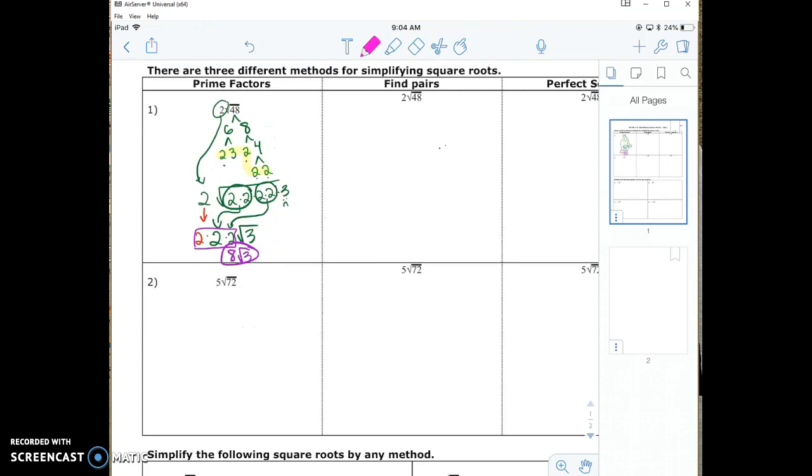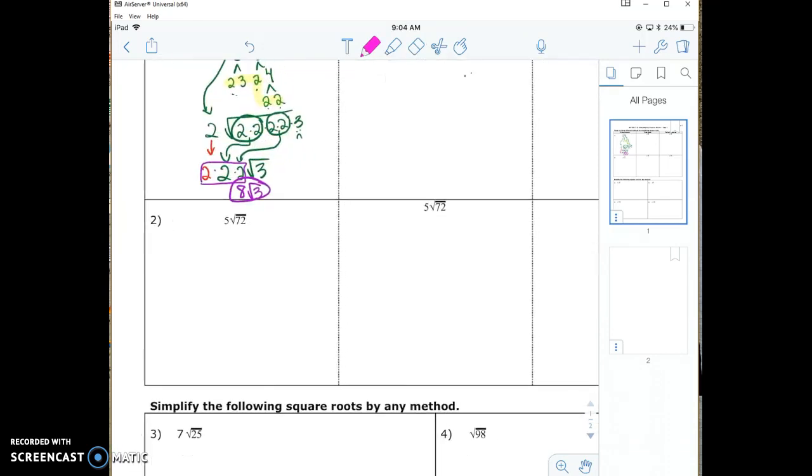Alright, moving on to number 2. 72, if I'm breaking it down into primes, I know that 72 is 8 times 9. 8 can be broken down into 2 times 4. 2 is prime, and 4 can be broken down into 2 times 2. 9 we know is 3 times 3. The only thing that multiplies to be 3 is itself and 1, so 3 is also prime. So, looking just at the ends of my branches, just at my prime numbers, I have 3 2's and 2 3's.